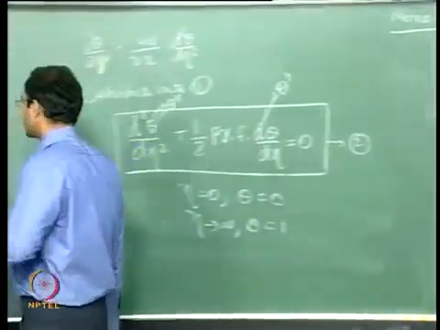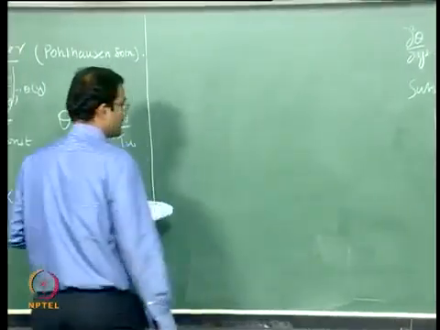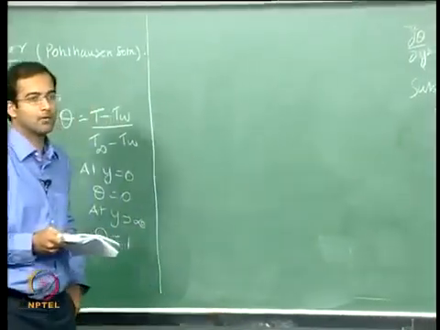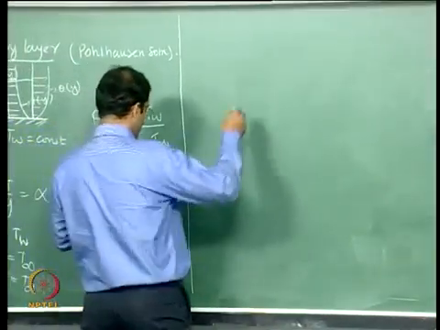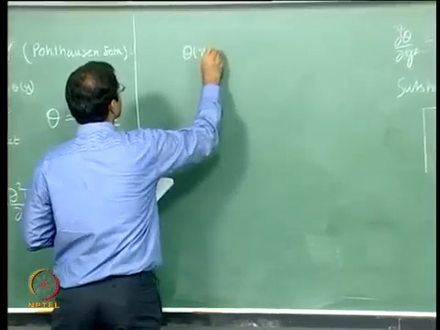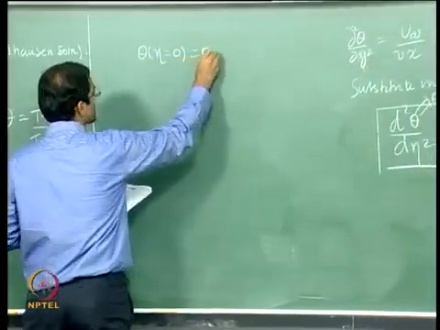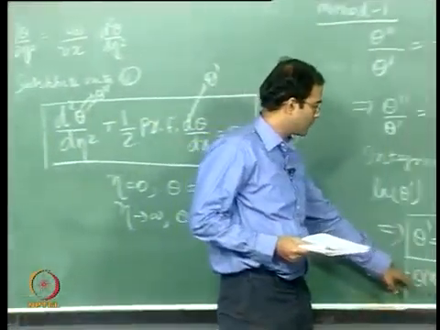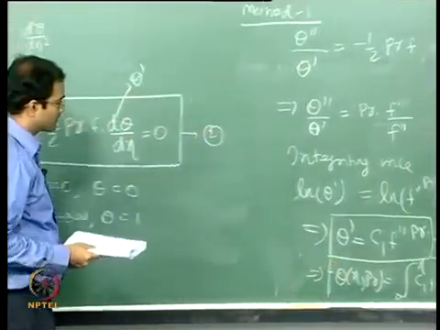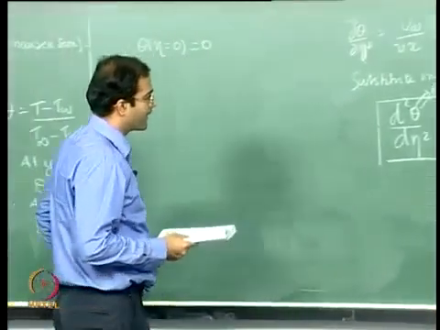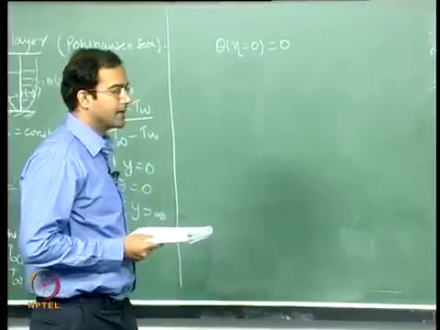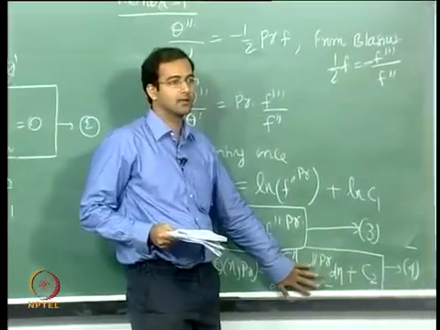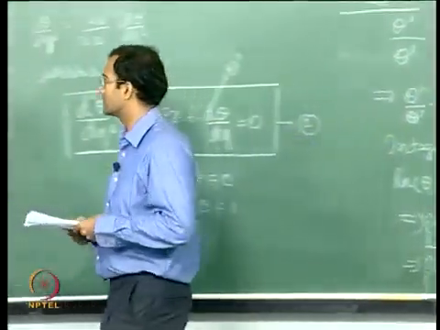So now I have to find the two constants c1 and c2. How do I determine the two constants? Boundary conditions. Theta at eta equal to 0 is equal to 0. If I apply this to equation number 4, what will I get? At eta equal to 0, if I integrate from 0 to 0, this is 0. Therefore my c2 has to be 0.